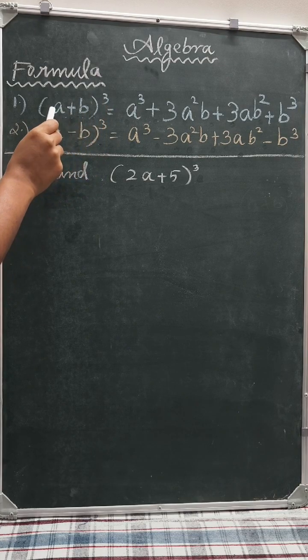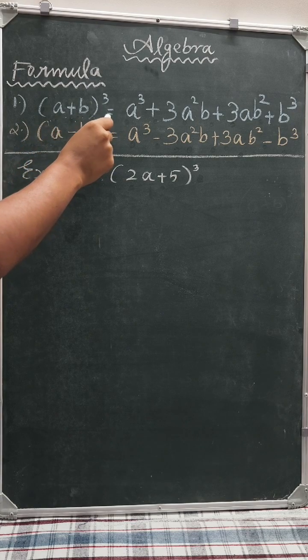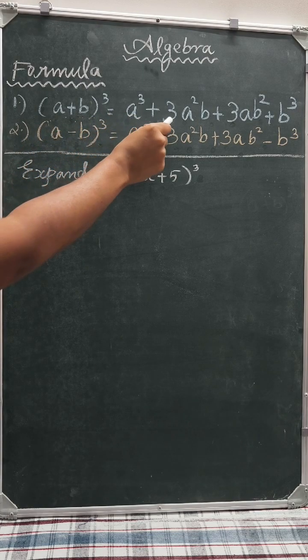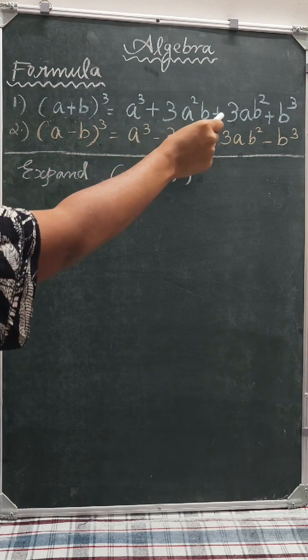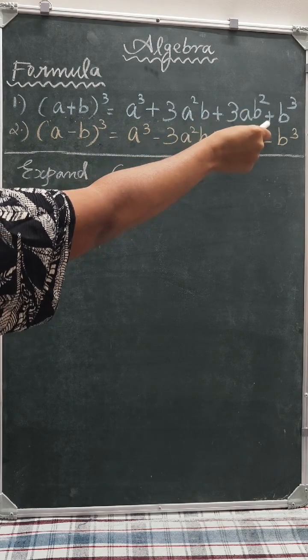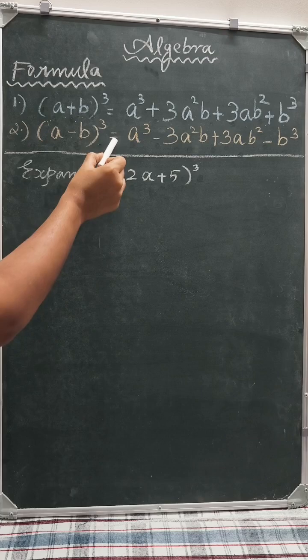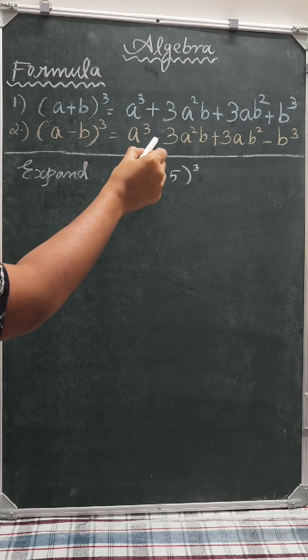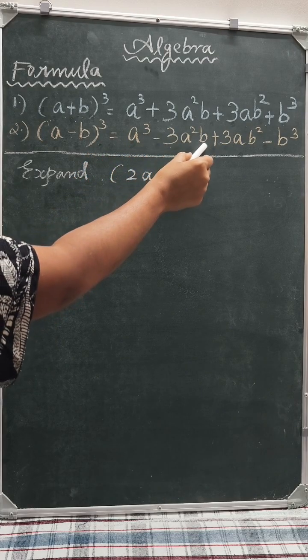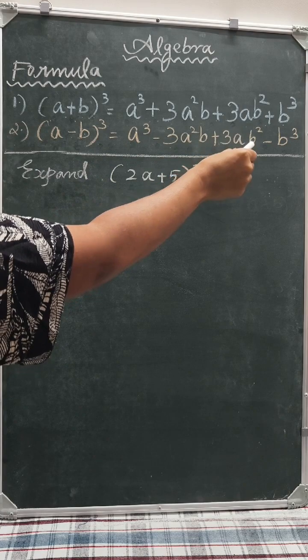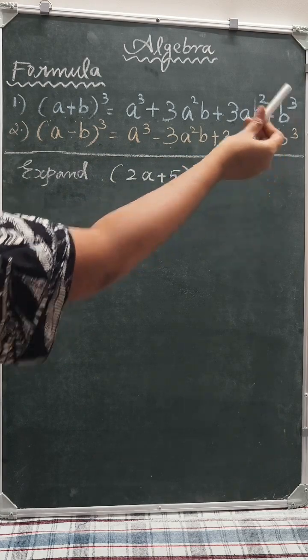The first one: (a + b)³ is equal to a³ + 3a²b + 3ab² + b³. And the second one: (a − b)³ is equal to a³ − 3a²b + 3ab² − b³.